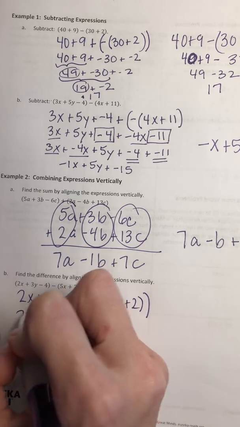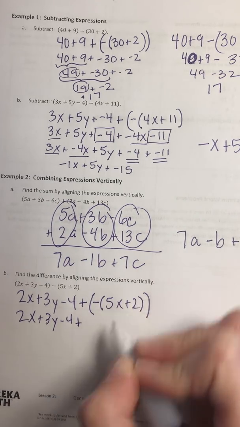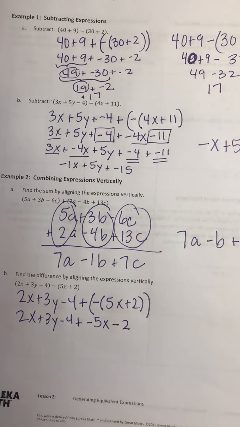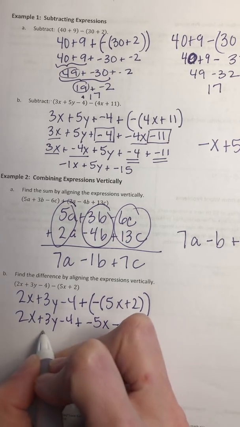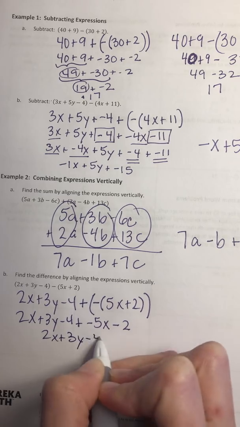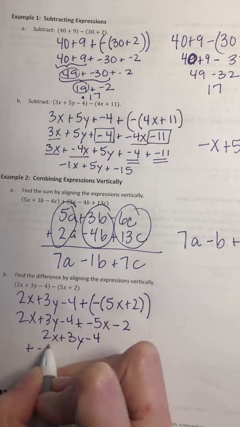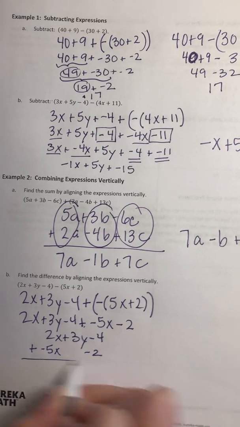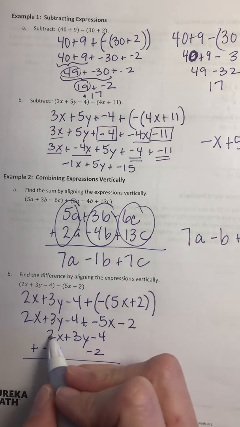So what does that mean? I'm going to bring down the front of the expression because no changes have been made. The opposite of 5x would be -5x, and the opposite of 2 is -2. So now whenever you put them together, you would write 2x plus 3y minus 4, it's an addition problem, plus -5x, I would put it under the x, minus 2, I would put it under the constant term here. And now you can combine like we did a minute ago.